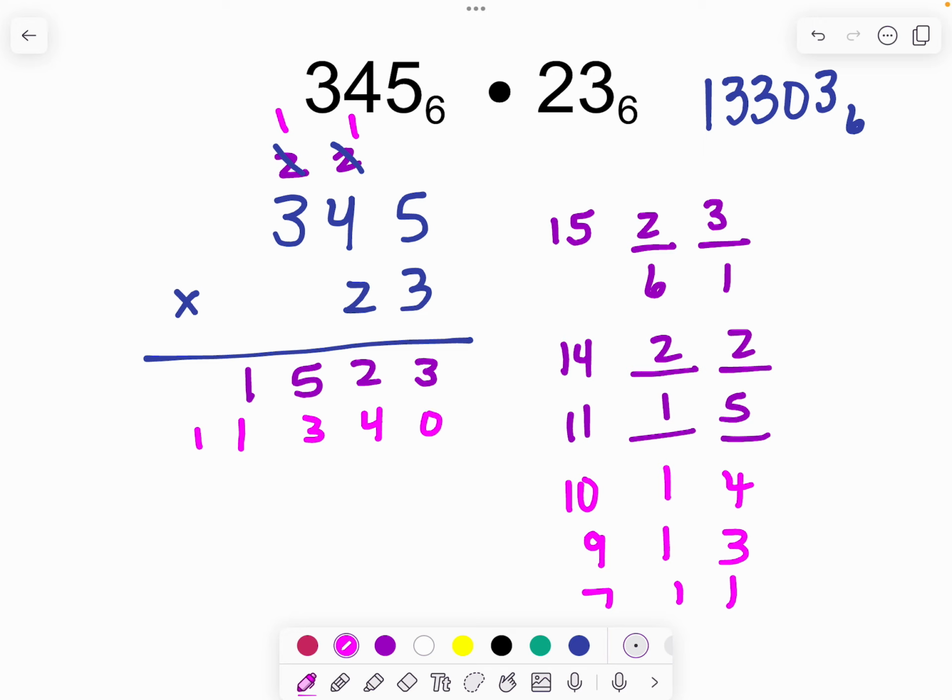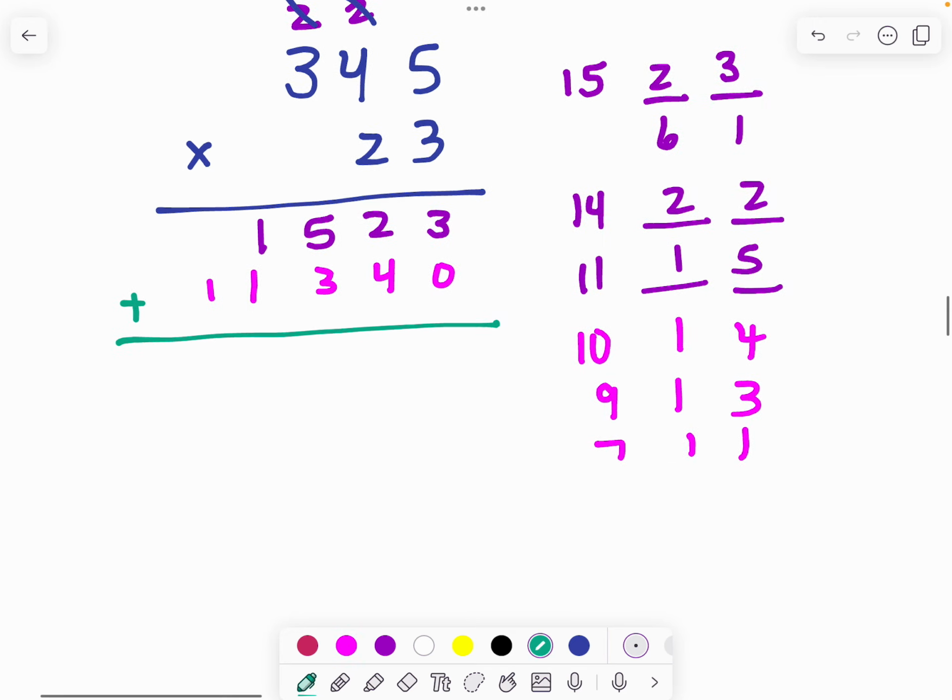All right, now the final step is to go ahead and add these numbers down. So we'll have 3, 6 is going to give me 1, 0. We have 9, which we already said was 1, 3, 3, and 1.